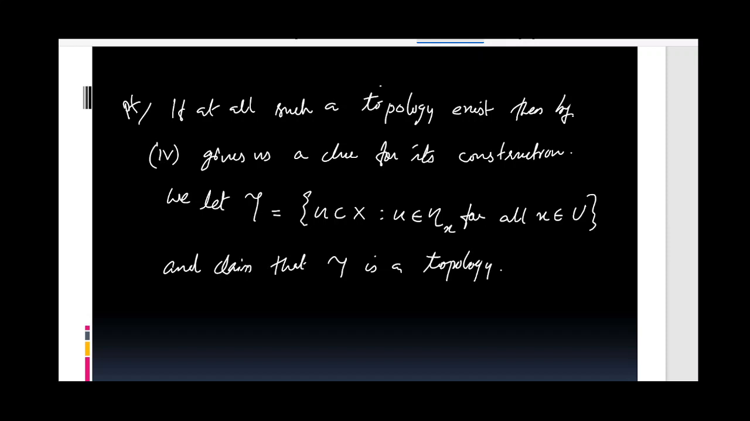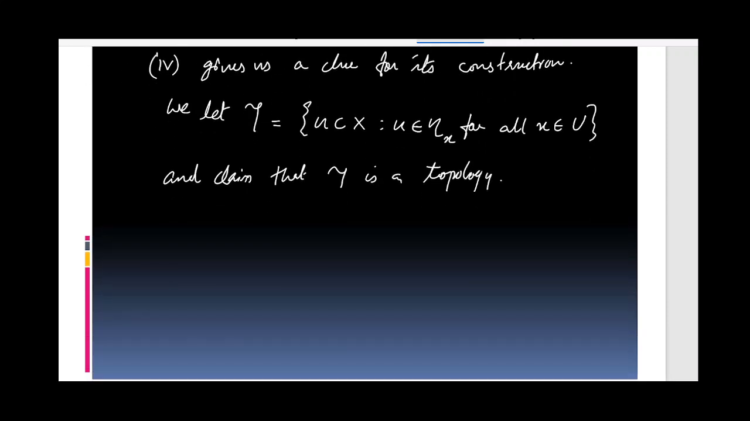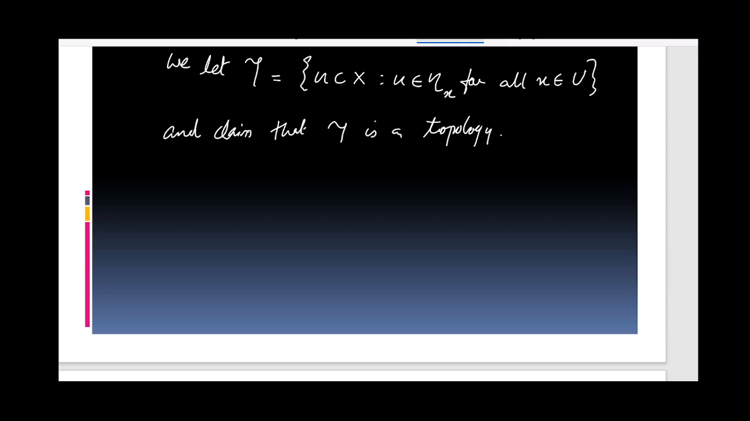In order to prove this is a topology, we want to check the three conditions. First condition was the empty set and the entire set belong to this T. Now clearly the empty set belongs to this collection, because the empty set is a neighborhood of each of its points, since the empty set contains no points. So clearly the empty set belongs to this T. Next, we want to show X belongs to T.